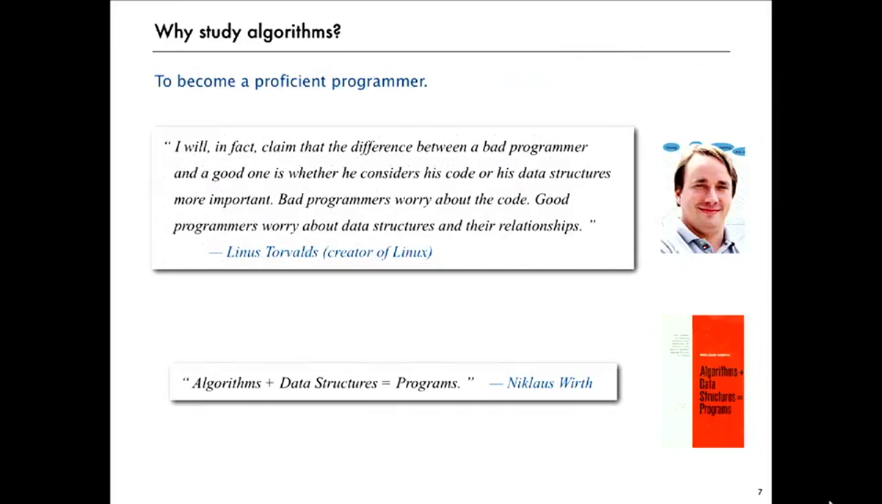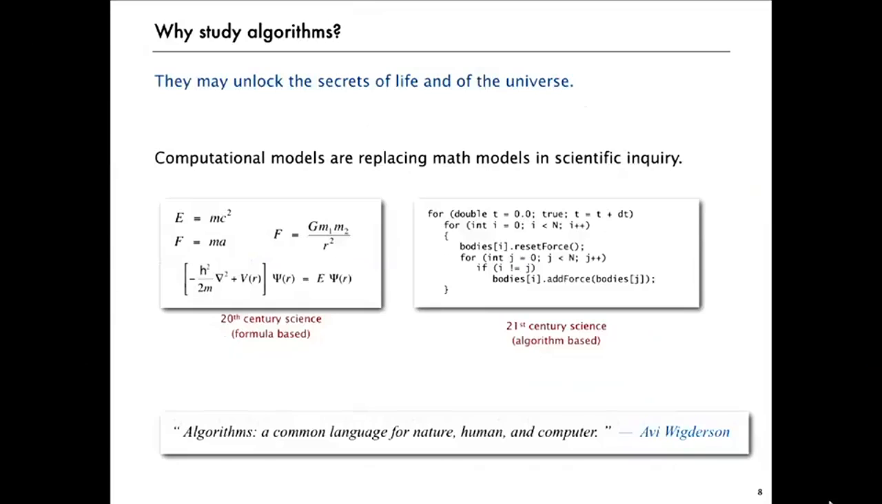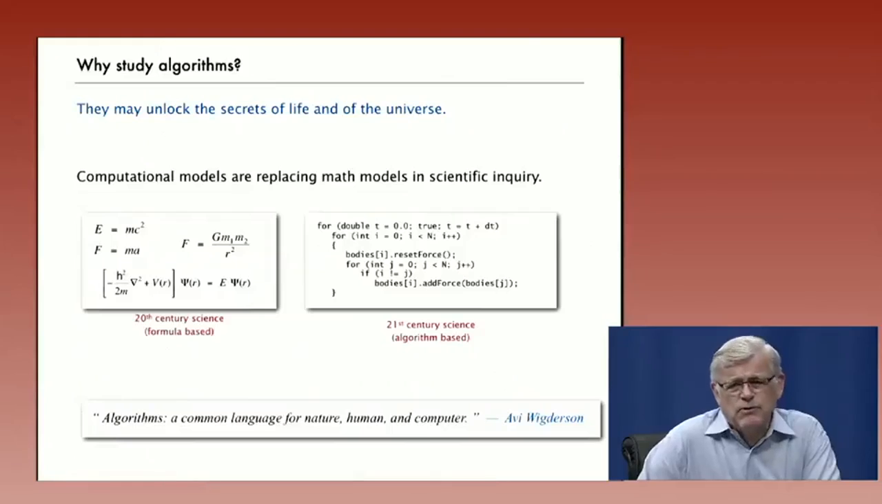Nicholas Wirth, another pioneer in computer science, wrote a famous book called Algorithms plus Data Structures equals Programs. Another reason nowadays to study algorithms is that they have become a common language for understanding nature. Algorithms are computational models, and algorithmic models are replacing mathematical models in scientific inquiry.